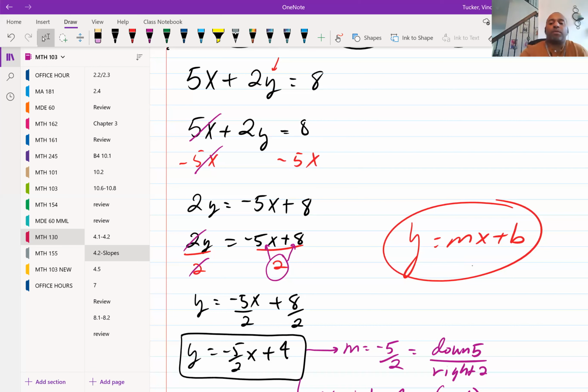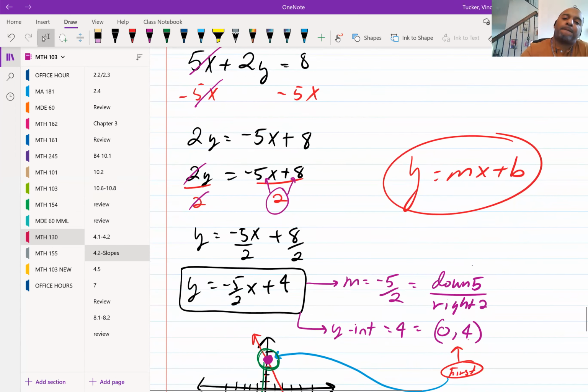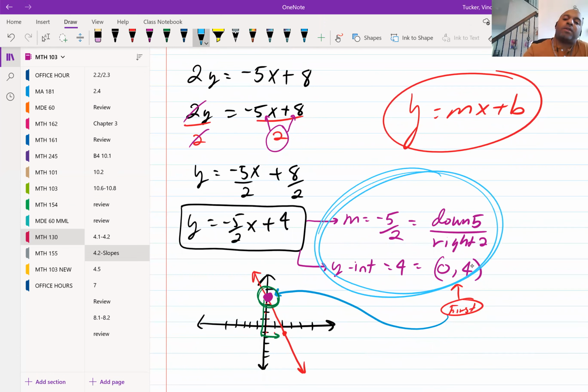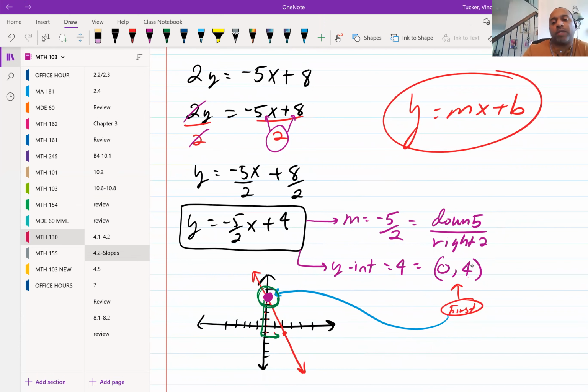All right. Questions before we go to the next step? All right, so here is the information we pulled from the problem now that we've solved it for y. Y is along the left side of the equation. So whatever's sitting in front of x is our slope, negative 5 over 2, and then 4 is our y-intercept. So it's a negative 5 over a positive 2. So that means I go down 5, right 2.